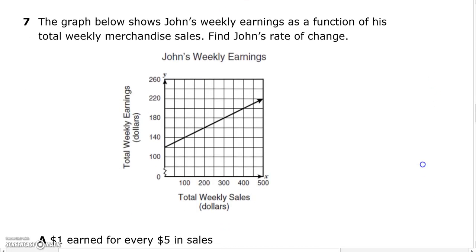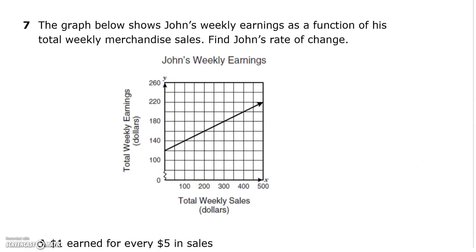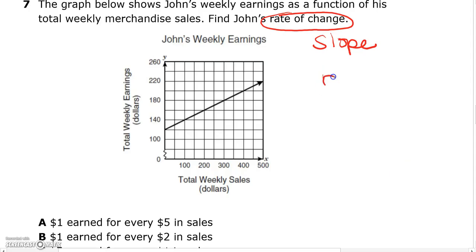Okay, number 7. The graph below shows John's weekly earnings as a function of his total weekly merchandise sales. Find John's rate of change. So rate of change just means find the slope. So slope is rise over run.